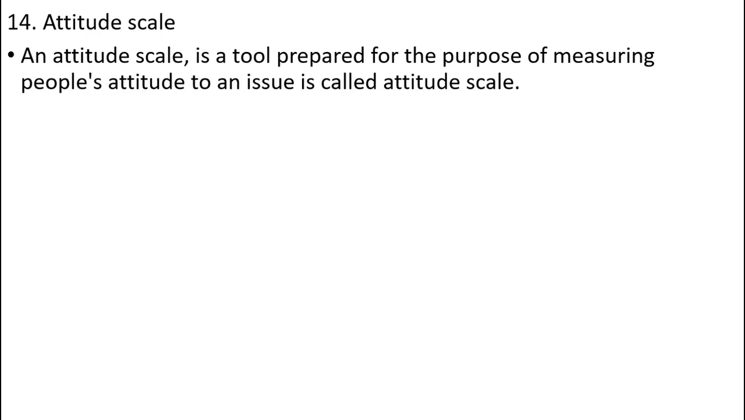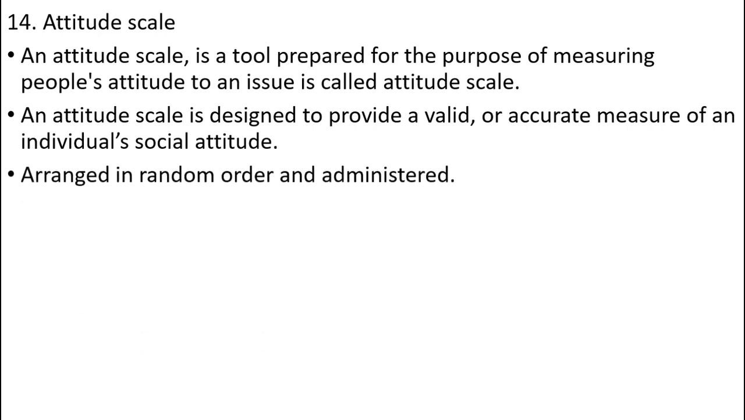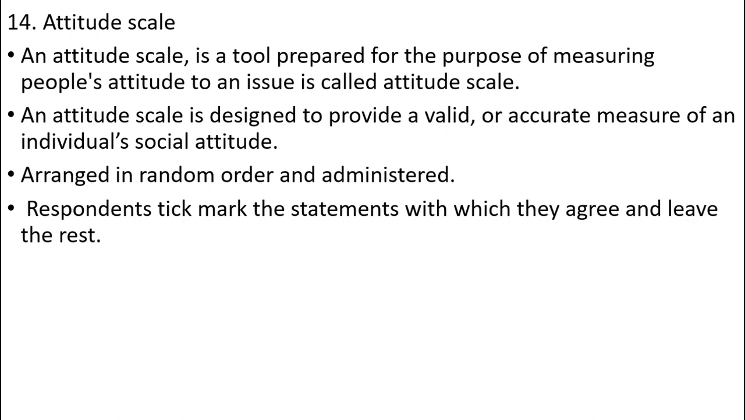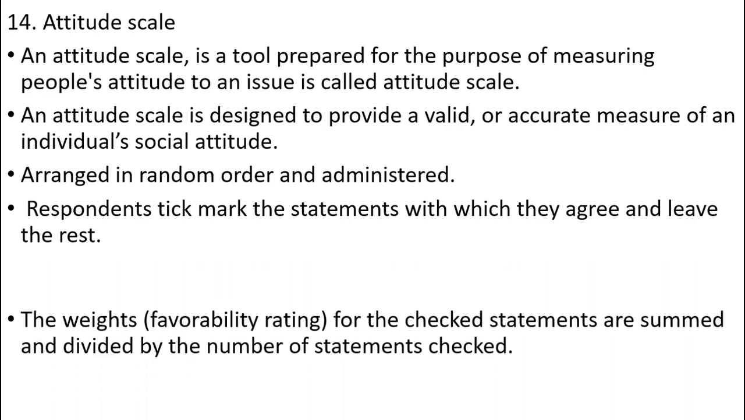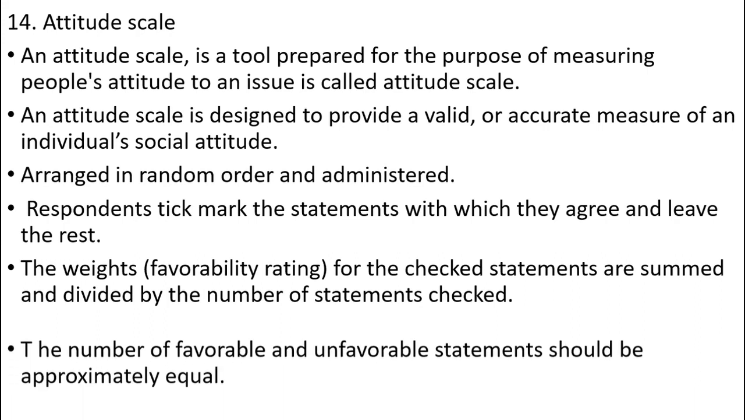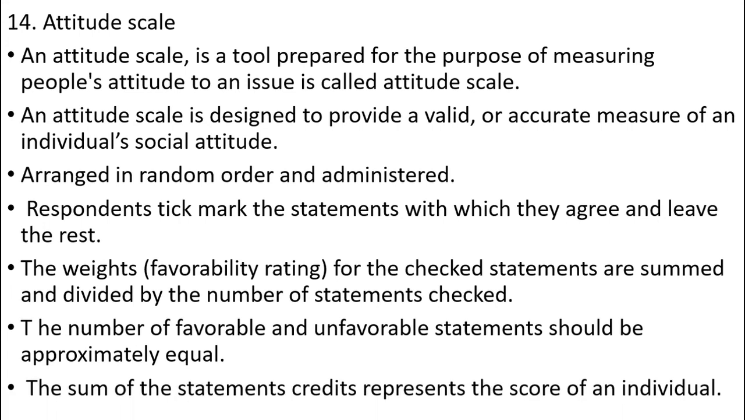Attitude scale. An attitude scale is a tool prepared for the measurement of people's attitude to an issue. Attitude scale is designed to provide valid or accurate measures of an individual's social attitude. Statements are arranged in random order and administered. Respondents put a tick mark on statements with which they agree and leave the rest. The weights, that means the favorability rating for checked statements, are summed and divided by the number of statements checked. The number of favorable and unfavorable statements should be approximately equal. The sum of the statement credits represents the score of an individual.